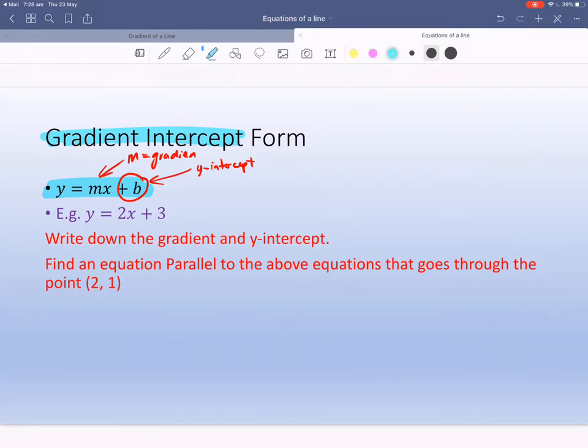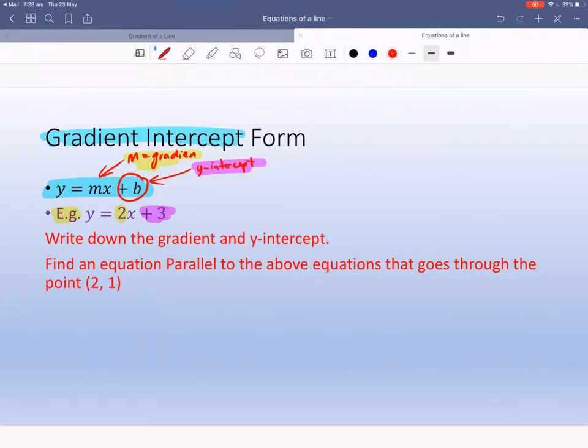Just to reiterate that, I just want to look at this. For example, this one. What's the gradient? Well, the coefficient of x is 2, so the gradient is 2. What is the y-intercept? Well, the y-intercept is plus 3. So let me color code that. The gradient is 2, so that would be that. And the y-intercept is plus 3, so that's the y-intercept there. So it's pretty easy to say.